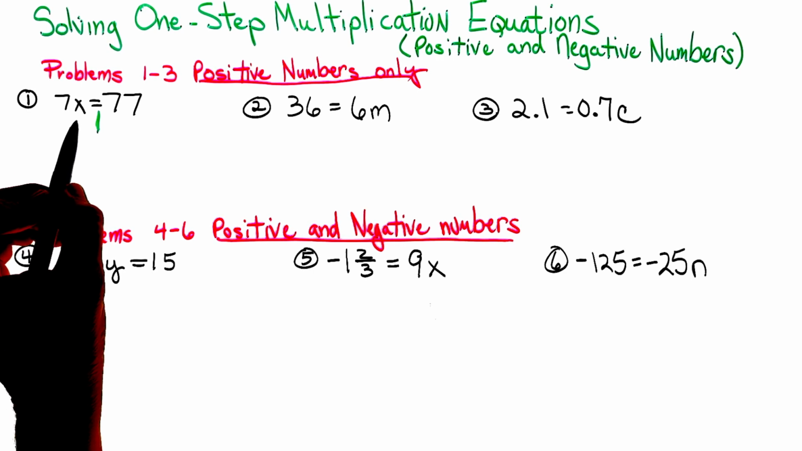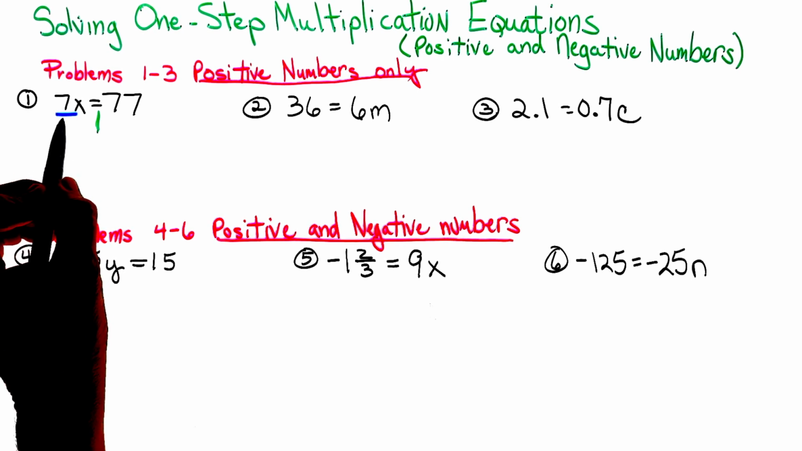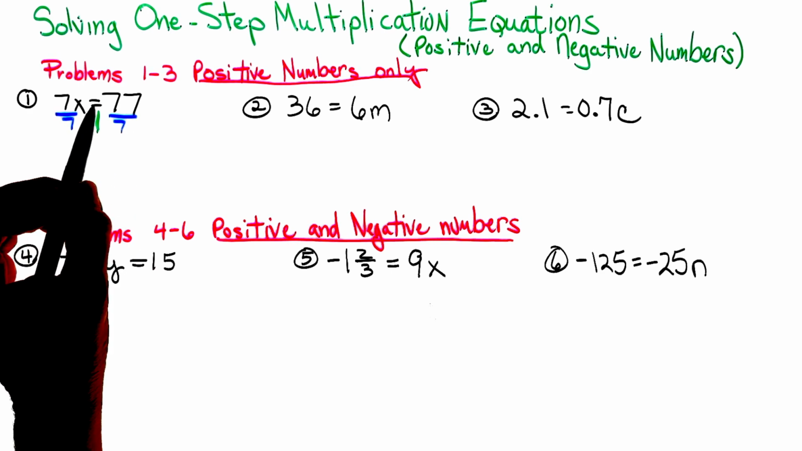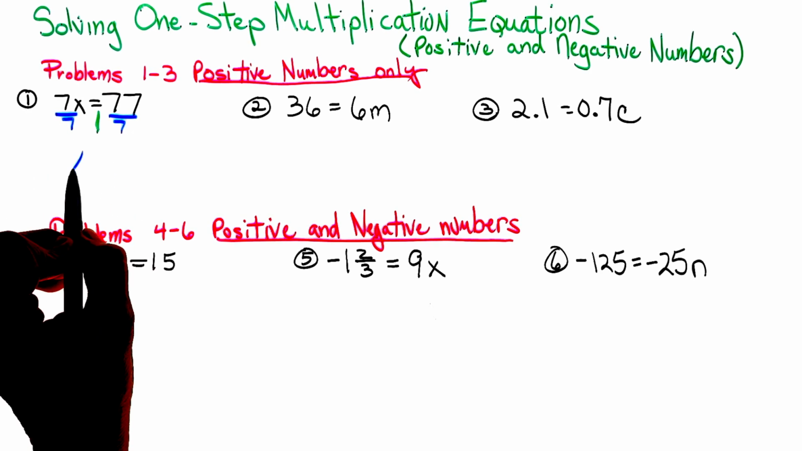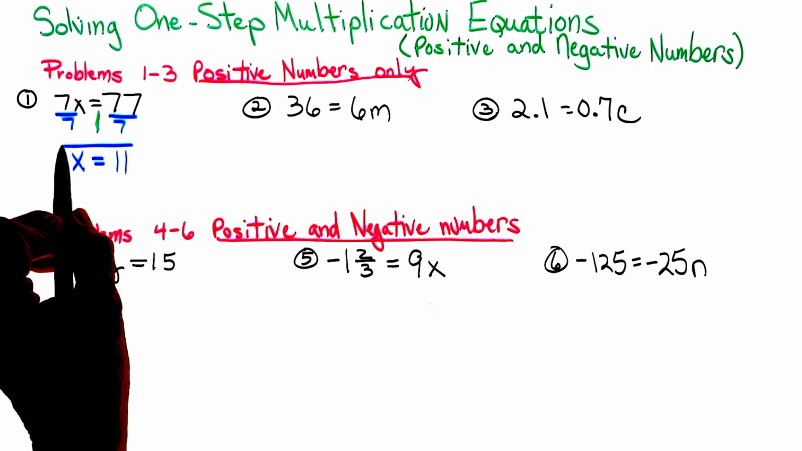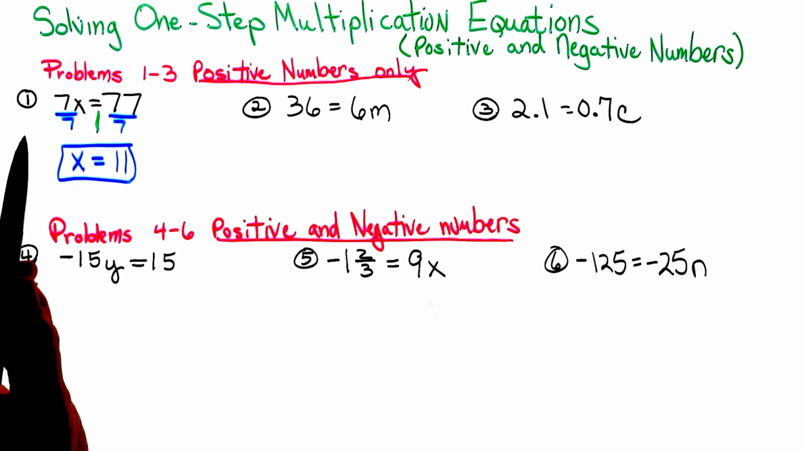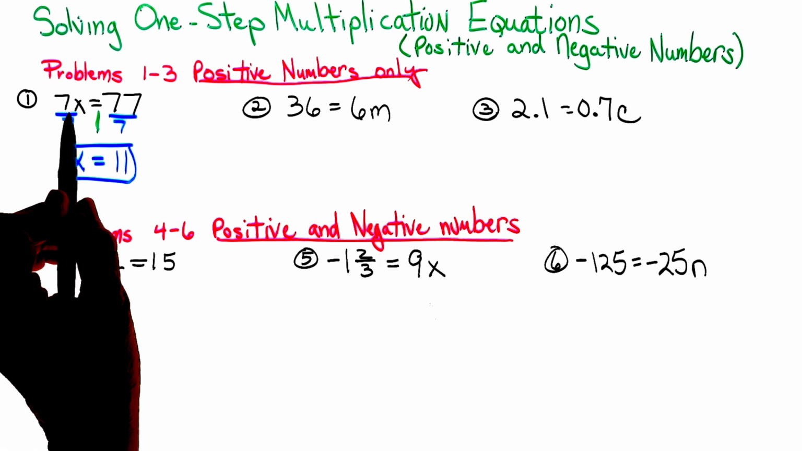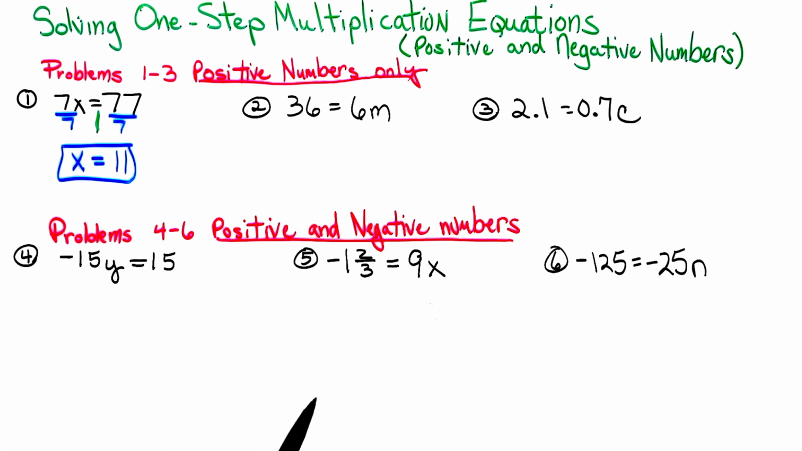So in order to get the x alone, I'm going to divide both sides by 7. So we know that x is equal to 11. And when you substitute that number into the equation, it does work. 7 times 11 is equal to 77.